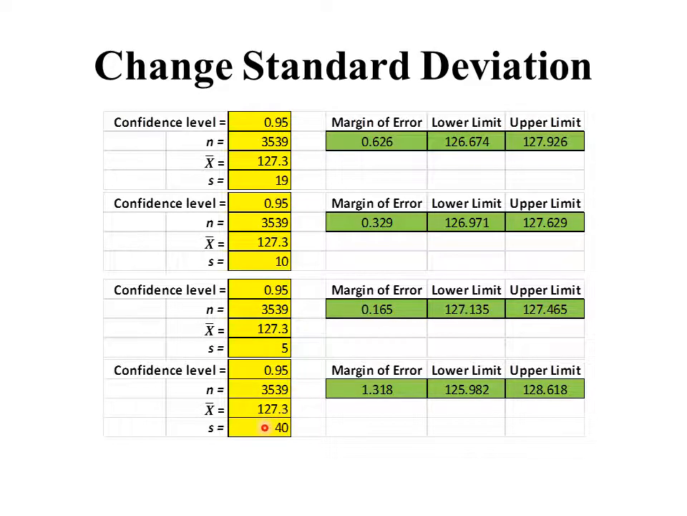So now let's increase the standard deviation to 40, and look at what that does to the margin of error. We get 1.3, which is over twice as big as the original.